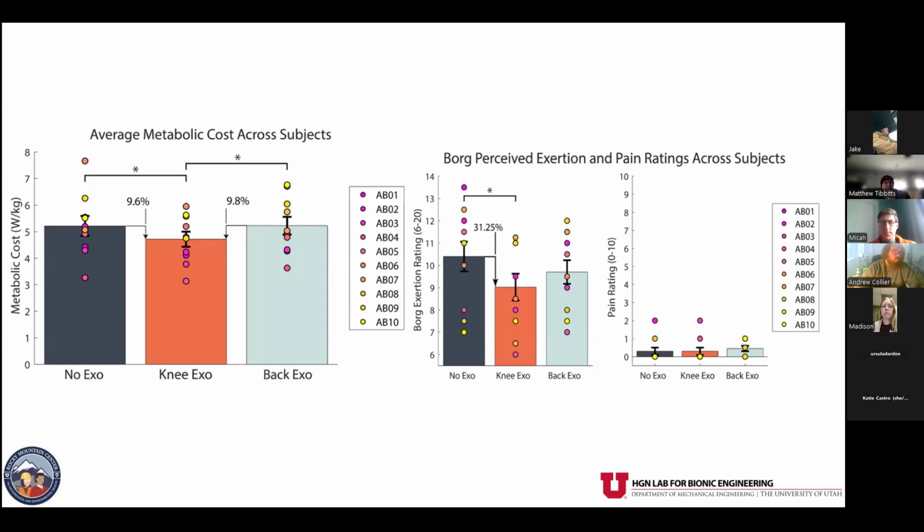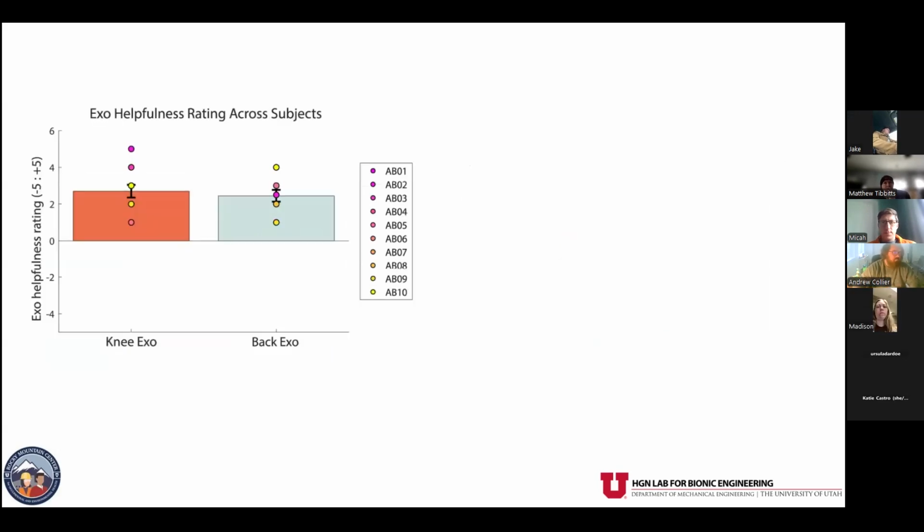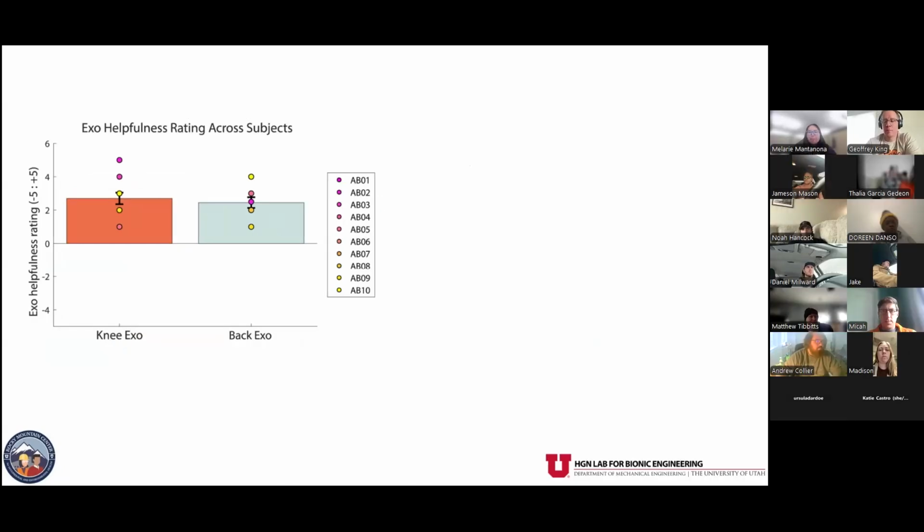Now, this is a little bit where the story gets muddled because they had this helpfulness rating, and although the back exoskeleton didn't necessarily reduce metabolic cost, people still rated it as very helpful. Furthermore, they didn't rate the knee exoskeleton as being more helpful than the back exoskeleton to a statistically significant degree. So this is kind of an interesting finding, and I think possibly that this wasn't the best scoring tool they could have used.